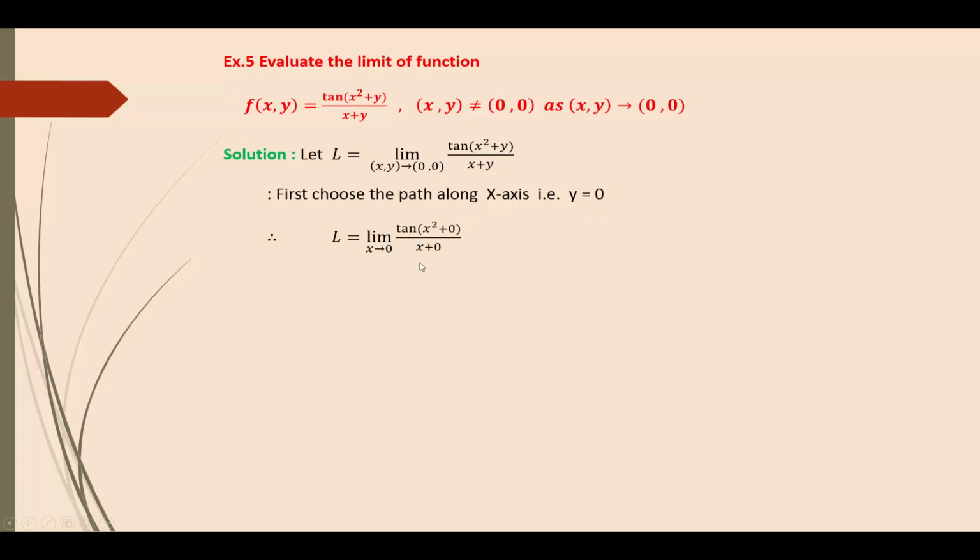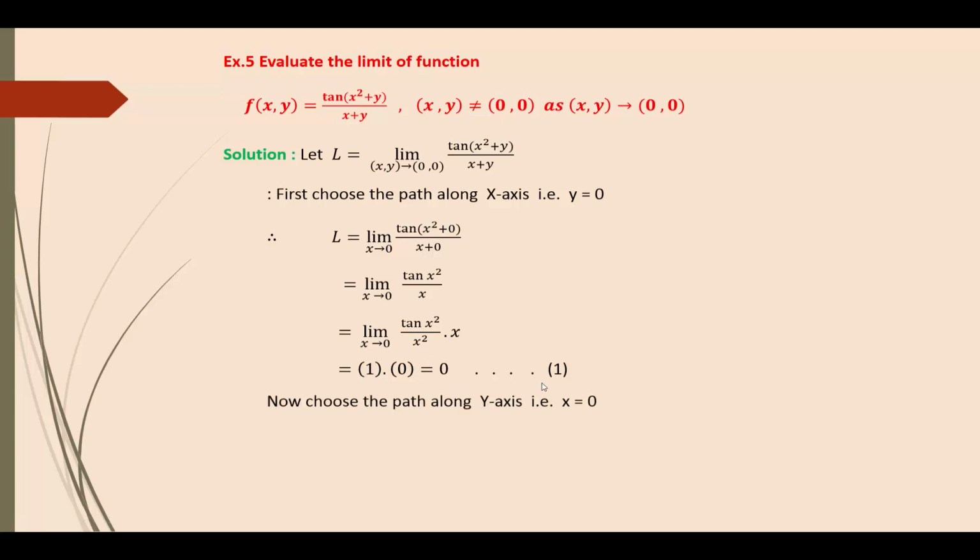Put y is 0, so in terms of x. So limit as x tends to 0, tan of (x square plus 0) upon (x plus 0) equal to limit as x tends to 0, tan of x square upon x, equal to limit as x tends to 0, tan x square upon x square, means divide by x square, so multiply by x. Because original here x, we write down x square, so into x. Tan x square upon x square, limit as x tends to 0 is 1. So limit of this term is 1 and limit as x tends to 0 of x is 0. So 1 into 0 is 0. Denote this as equation number 1.